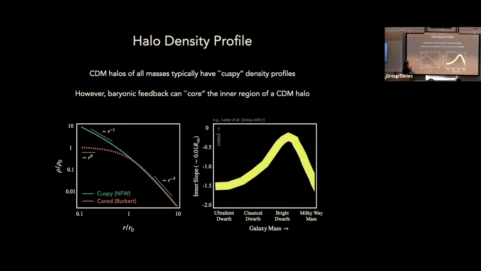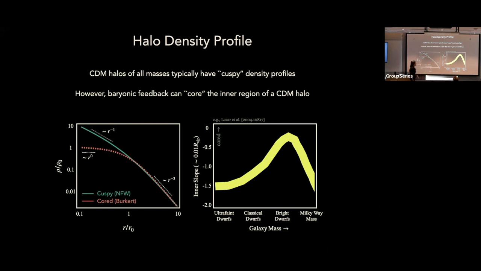A core in this case would be essentially flat in that density profile. Now, when you get cusps and when you get cores depends on which system you're looking at. This is a cartoon diagram very roughly summarizing results from a variety of simulations. It's showing the inner slope of the density profile as a function of galaxy mass, going from ultra-faint dwarfs all the way up to Milky Way mass systems. So if you're cored, you live up here.